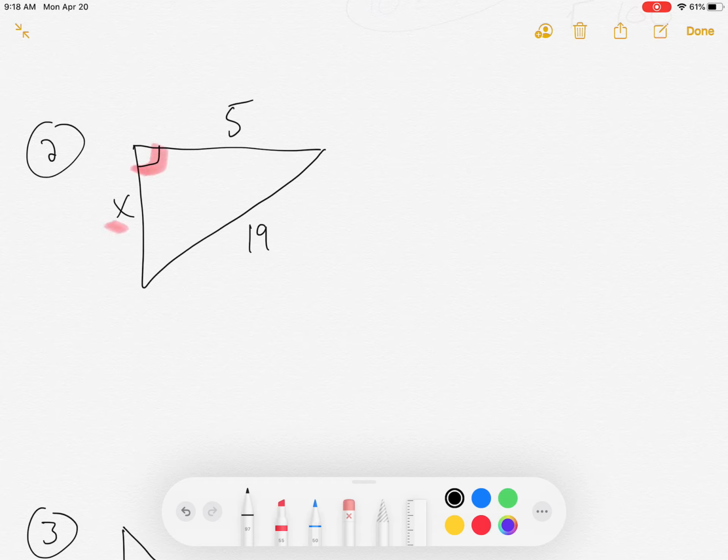Okay, moving along. We are supposed to find x. X is a missing side of a right triangle. Therefore, we can use the Pythagorean theorem: a squared plus b squared equals c squared. Our first step is to figure out what our c value is. To figure out what the c value is, you draw a straight line across from your right angle. So that means my c value, my hypotenuse, is 19.